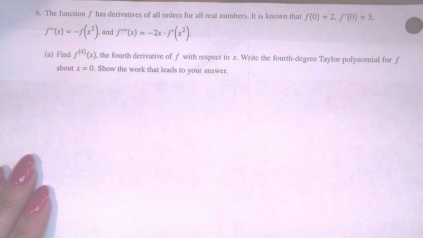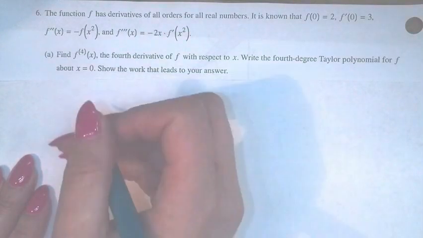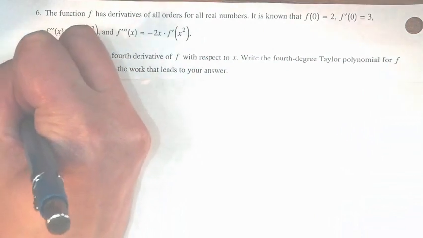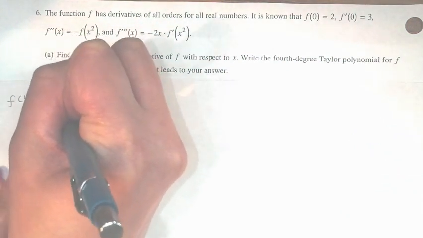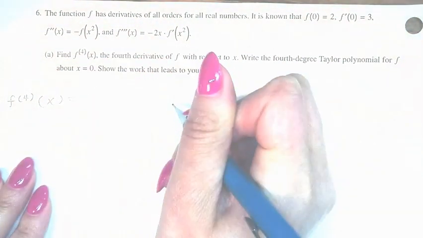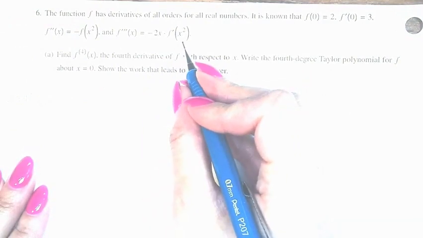They ask you to find the fourth derivative evaluated at x. Then they want you to write the fourth-degree Taylor polynomial for f about x equals 0. We need to show all the work that leads to your answer. Okay, so let's start with the fourth derivative. We know that the fourth derivative evaluated at x is going to be equal to the derivative of this guy.